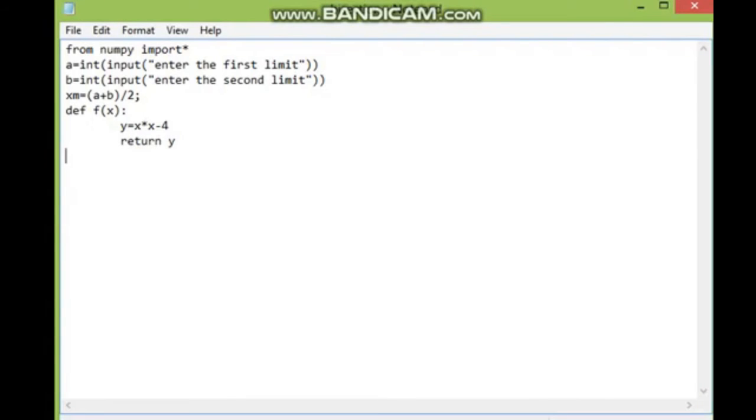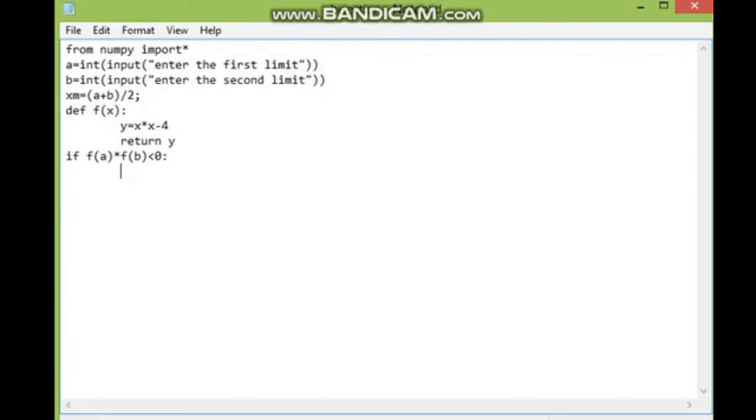We have to find out the value of f of a and f of b now. If f of a star f of b is less than 0, then only you can go forward, because f of a into f of b should be negative. Then only you can go forward with the execution.